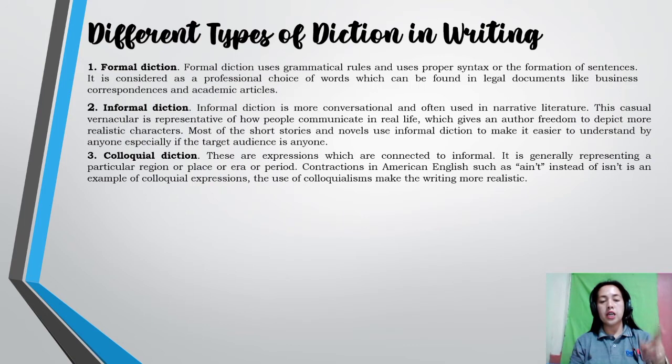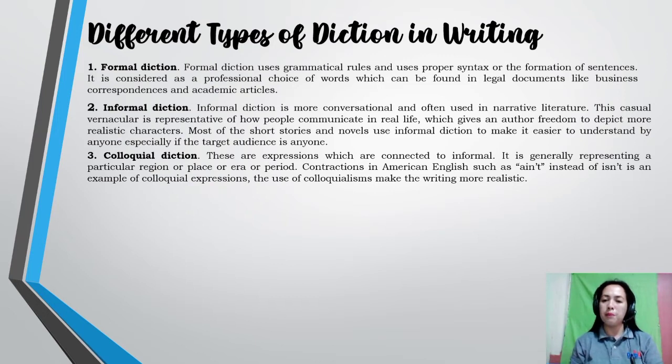So number 3 and number 4 can be overlapping with number 2 because in such a way the definitions are the same or interrelated. Okay, number 3, colloquial diction. These are expressions which are connected to informal. It is generally representing a particular region or place or era or period. Contractions in American English such as ain't instead of isn't is an example of colloquial expressions. The use of colloquialisms make writing more realistic.